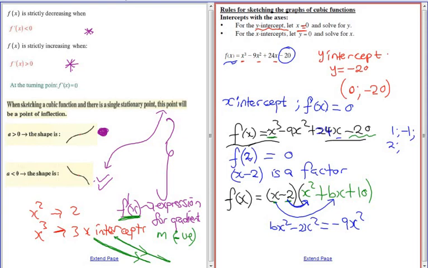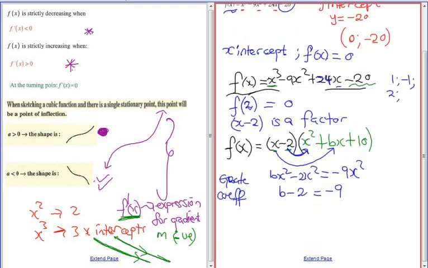Right? So at this point, you equate the coefficients. You just take the coefficients. In case you forgot, let me just equate the coefficients here. So you're going to take b and negative 2 and equate that to negative 9. Carrying on, we can see that our b value is simply going to be negative 9 plus 2. That should be negative 7.